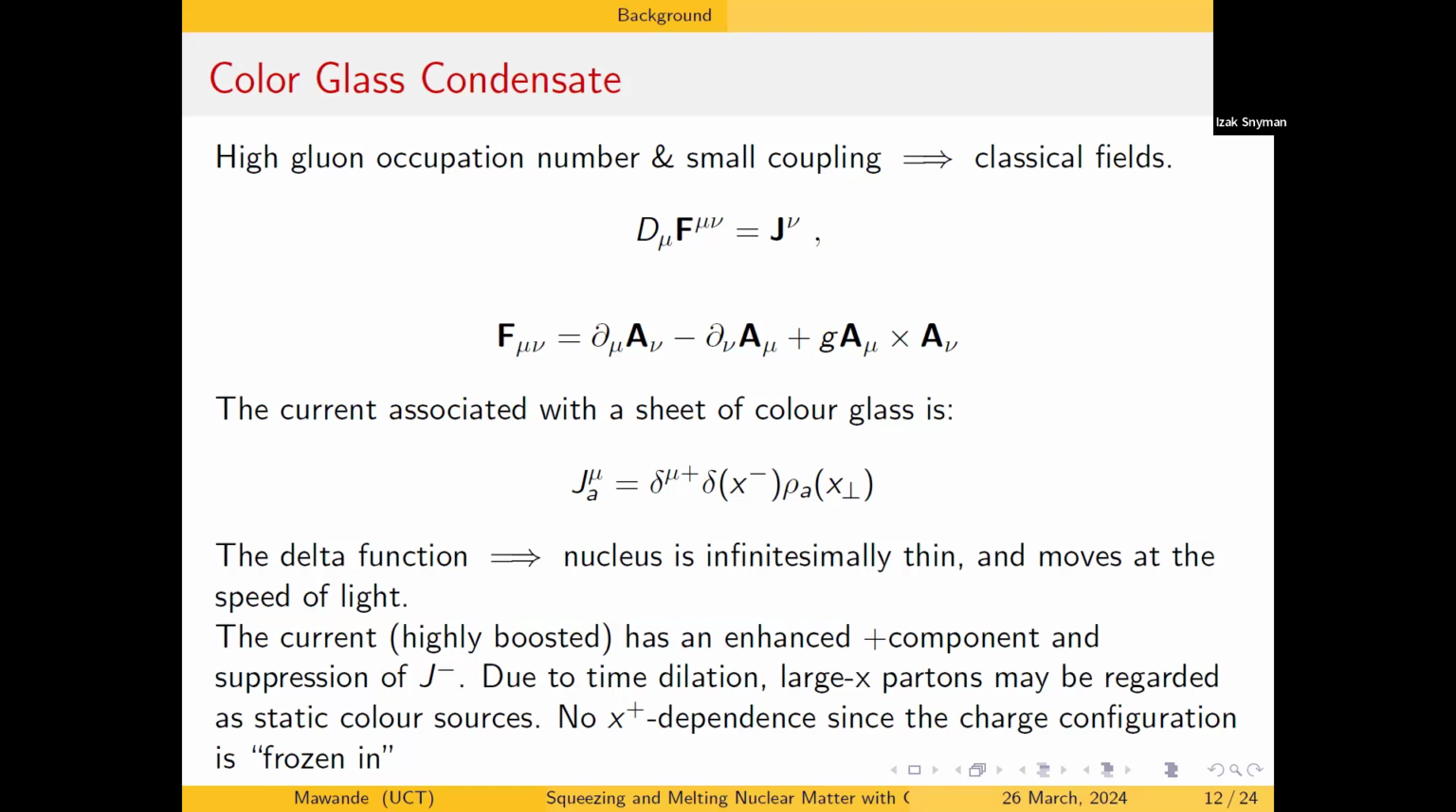Regarding this current, the color index is exposed. So that means this quantity is not gauge invariant. It's true. So that means it is not a physical function. Very good observation. So then where does it come in?